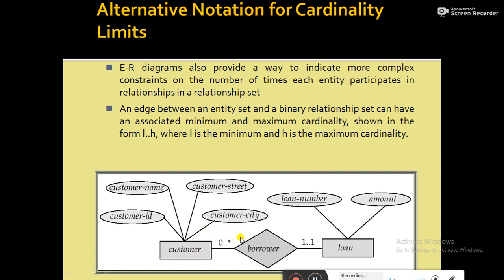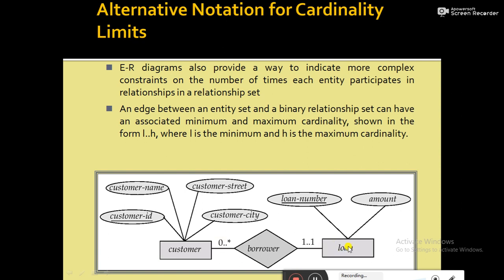Now how to interpret this diagram in real life? 0..* means a customer may have no loan or a customer may have multiple loans. This is feasible because if there is a customer in a bank, the customer may have one loan, two loans, three loans, or multiple loans, or the customer may not have any loan, so it's 0.